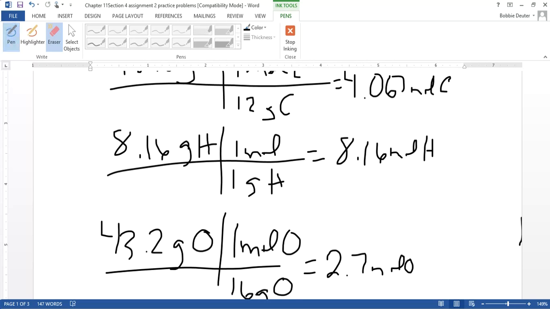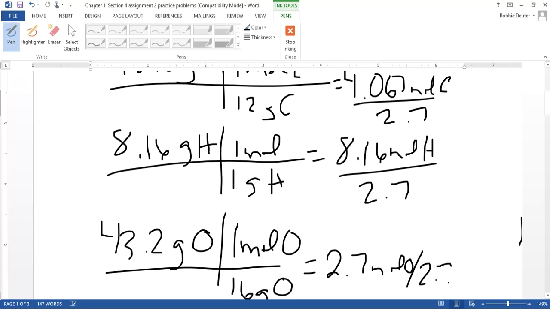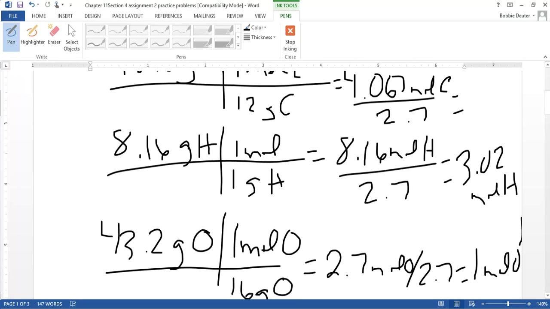So let's take our 2.7. And what we do to one, we have to do to all. So we're going to take 2.7, and divide it by all of these. And again, what we're trying to get is whole numbers here. Okay, and so in this case, 2.7 divided by 2.7, that's 1 mole of oxygen. Okay, so here we get 3.02 moles of hydrogen. And in this case, we get 1.5 moles of carbon. Well, we could round these, but this is not going to round to a nice little number.